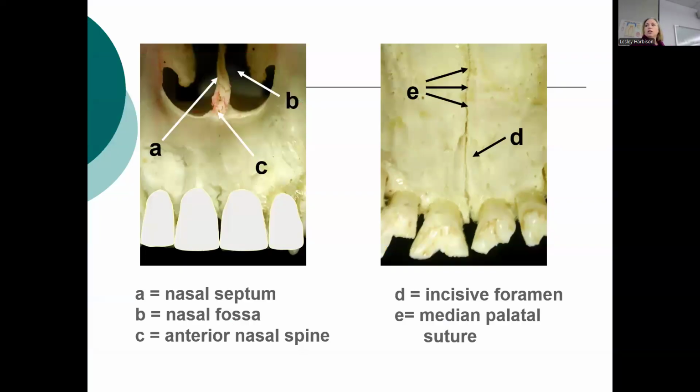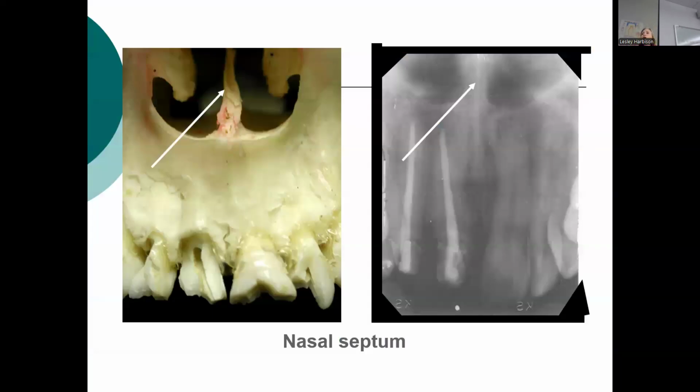So this is just what it looks like on the skull. It's pointing to all these things: the septum, the fossa, the spine, the suture, and the foramen. So you can see it all on a skull, and then the skull next to a picture. So we have the nasal septum, and down here is the anterior nasal spine.